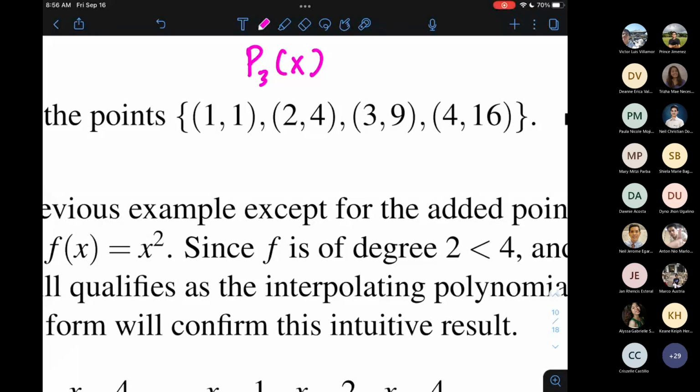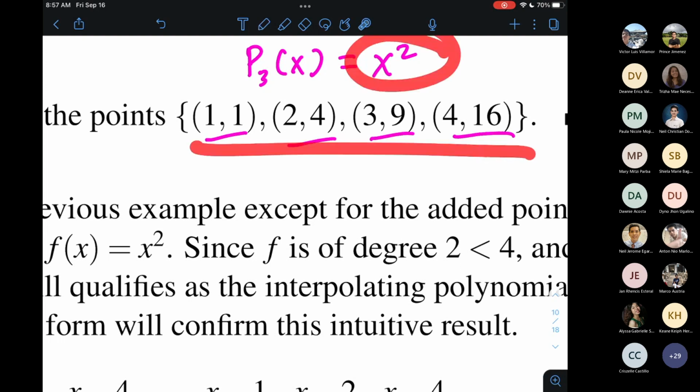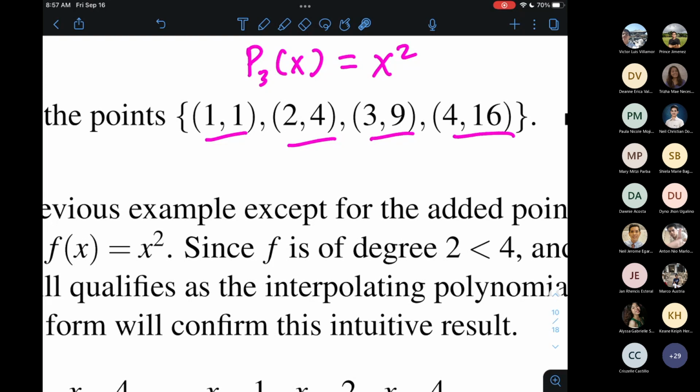Now, manghula ko, 1, 1, 2, 4, 3, 9, 4, 16. It seems it is still x squared, right? And x squared is a fine candidate because the degree of x squared is 2, which is no greater than 3. So, posibleng siya yung AIP, all right? Tapos, itong si x squared, dadaan siya sa lahat ng 4 na points na yan. So, therefore, by the unisolvence theorem, I should get x squared for my p sub 3.